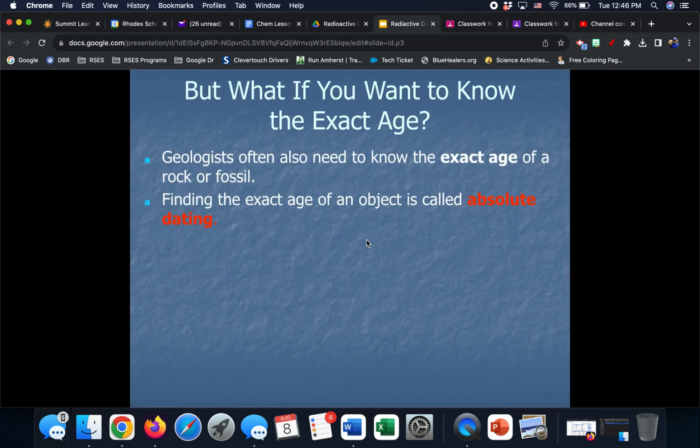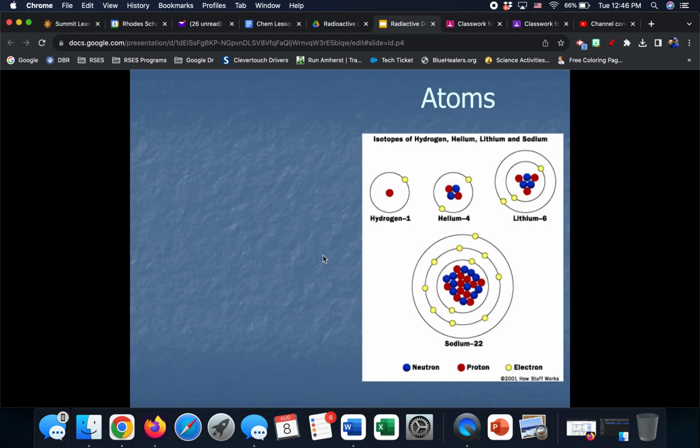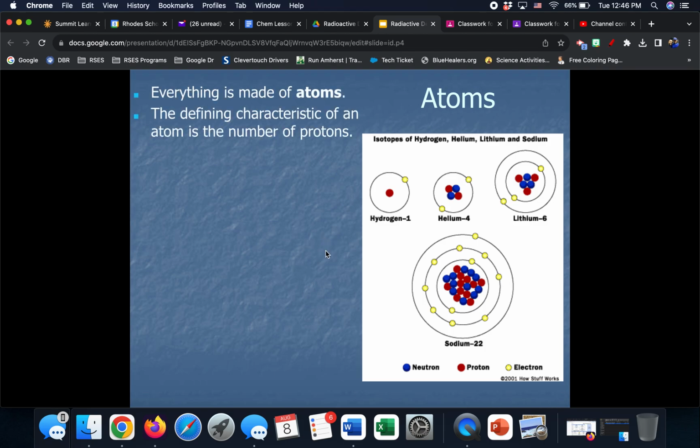Well, what we do is we use something called absolute dating. We should know absolute means exact. We want to know exactly how old something is. To do that, we use the property of atoms we talked about in that first video. Everything's made of atoms. We know each atom is unique based on the number of protons it has. If you have 1, you're hydrogen, 2, helium, 3, lithium, and so forth.